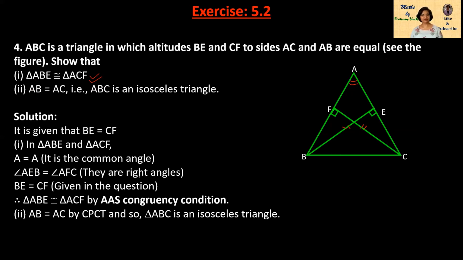Common angles. So these are the equal angles for both triangles. Angle AEB equals angle AFC, they are right angled. These are the 90-degree angles. Clear? These two are right angles. And BE equals CF, that is given. So these two triangles are congruent, that is proved. Now, because these are congruent triangles, by the CPCT rule you can say side AB equals side AC, right? So this proves that ABC is an isosceles triangle.